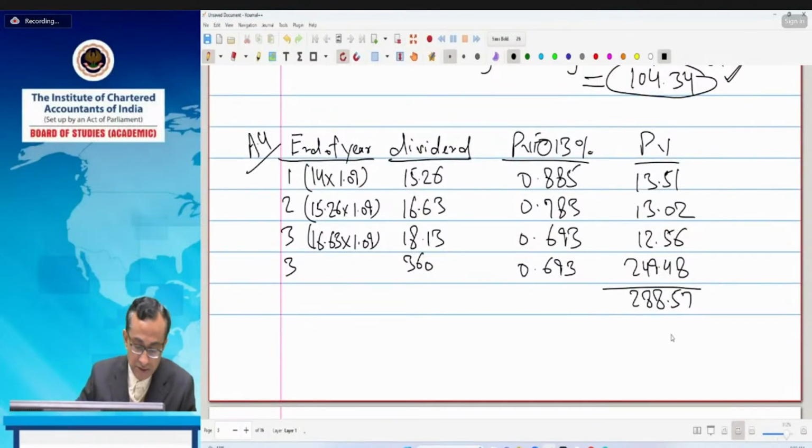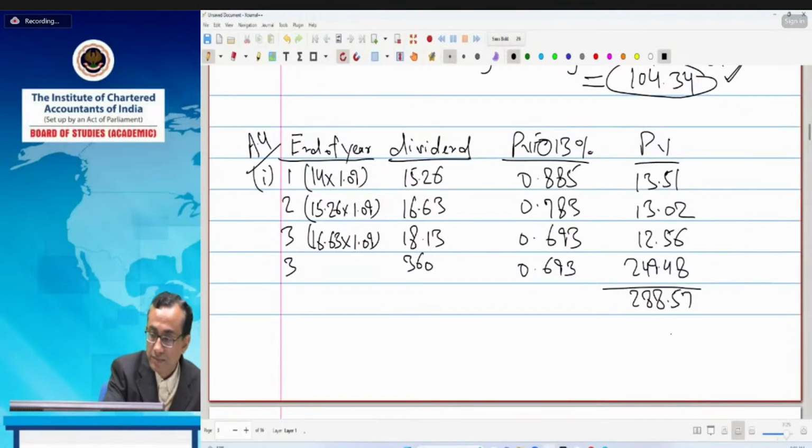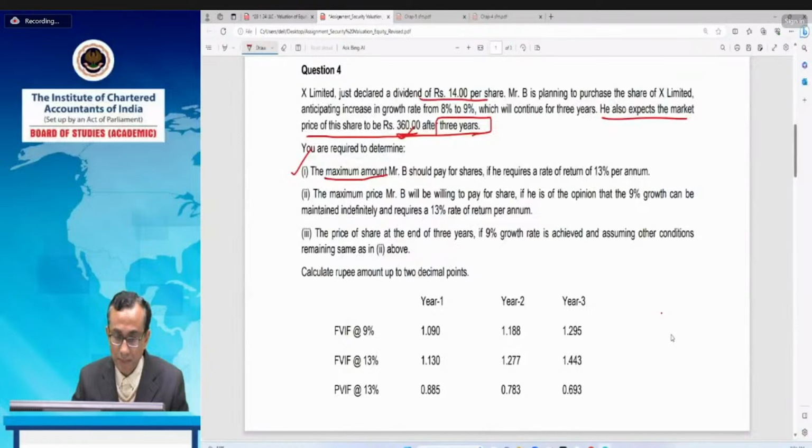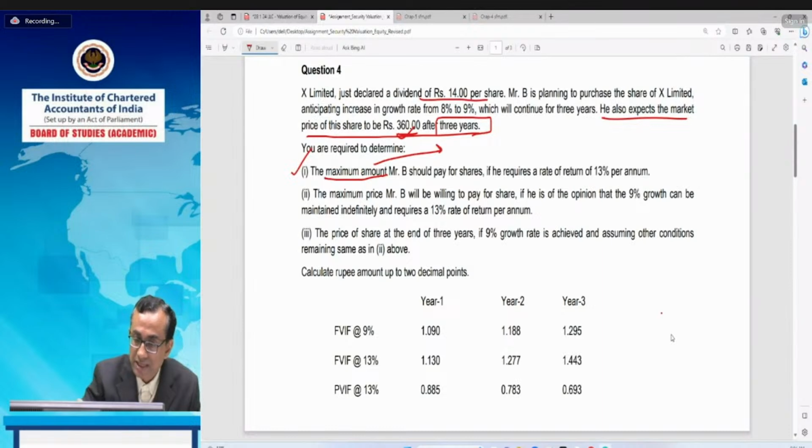So this is the first portion, P0. We have arrived at P0. P0 is equal to this. We hold it, 288.57. Okay, fine. I think it is more or less simple. Now come to the second point, the maximum price. Now come to this maximum amount. I said that I will explain it to you. The maximum amount Mr. B should pay for shares is basically this intrinsic value.